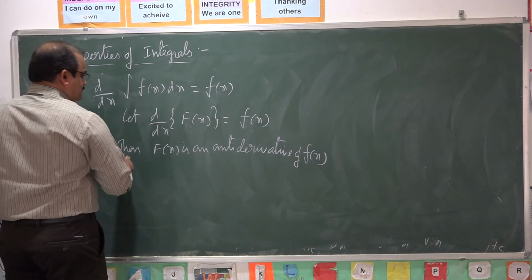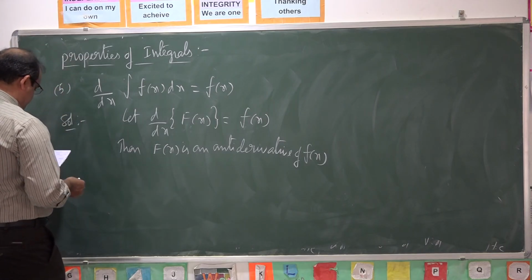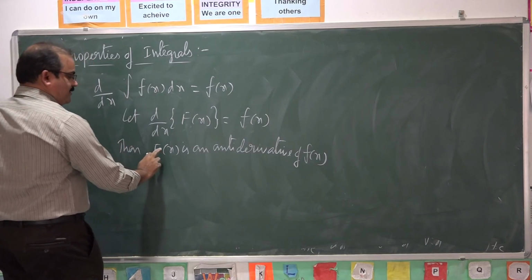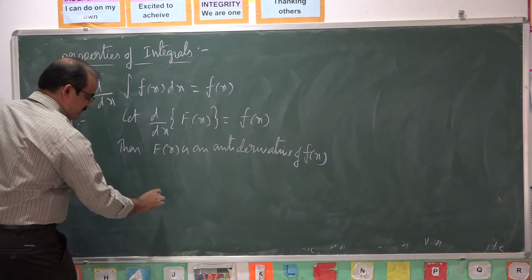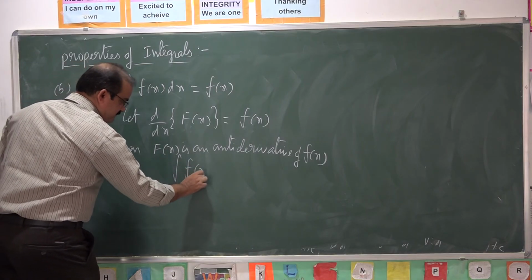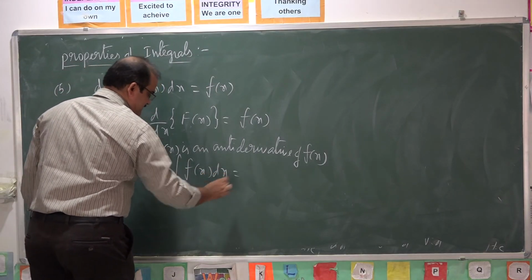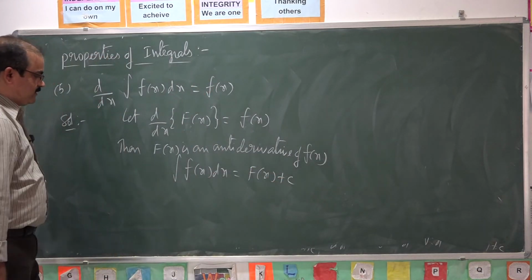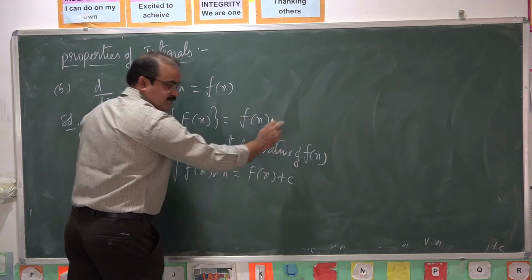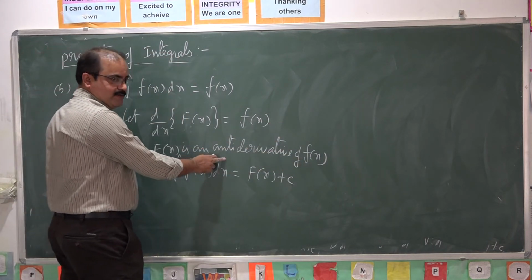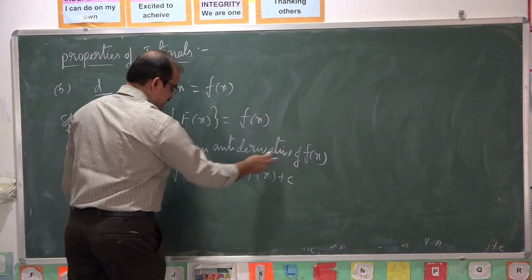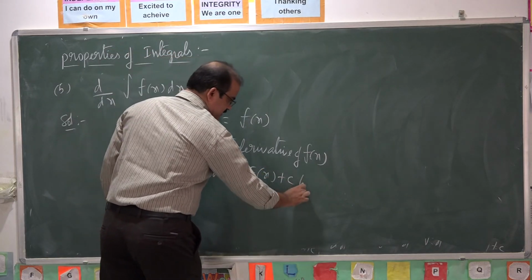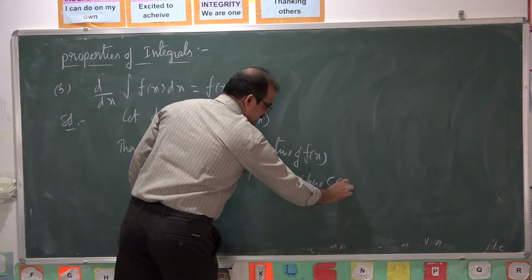Now what we find is d by dx of integral f of x. Here capital F of x is antiderivative of small f of x. Then integral of small f of x dx is equal to capital F of x plus c. Antiderivative means integral. So integral of small f of x is capital F of x plus c, where c is any constant, where c is any real number.